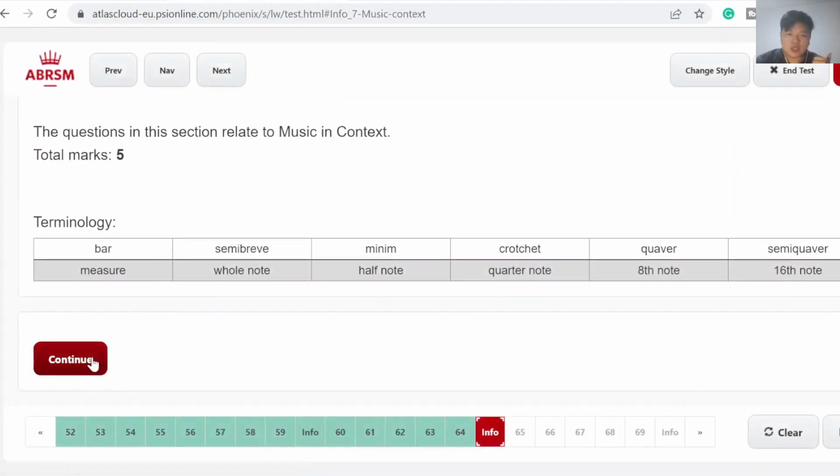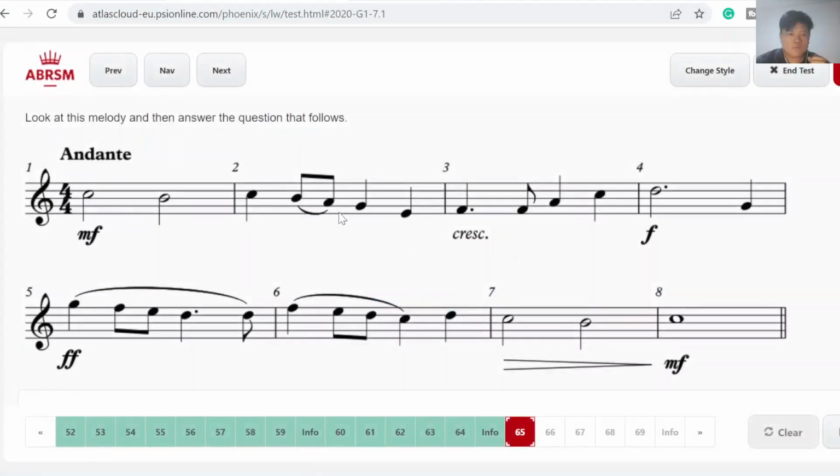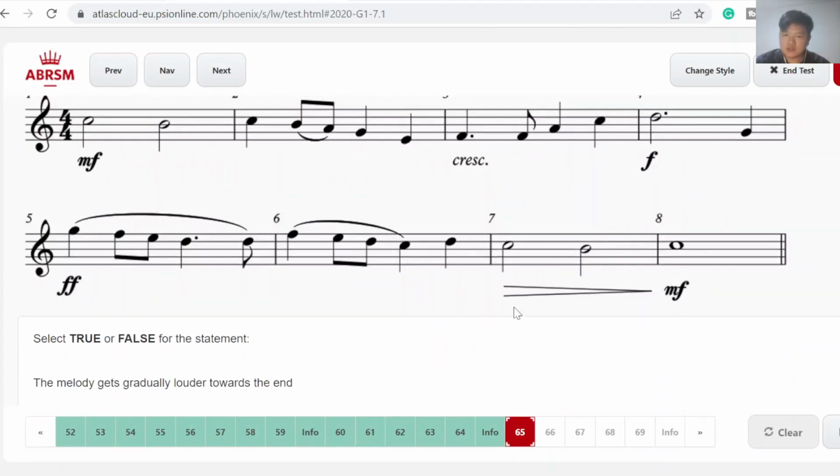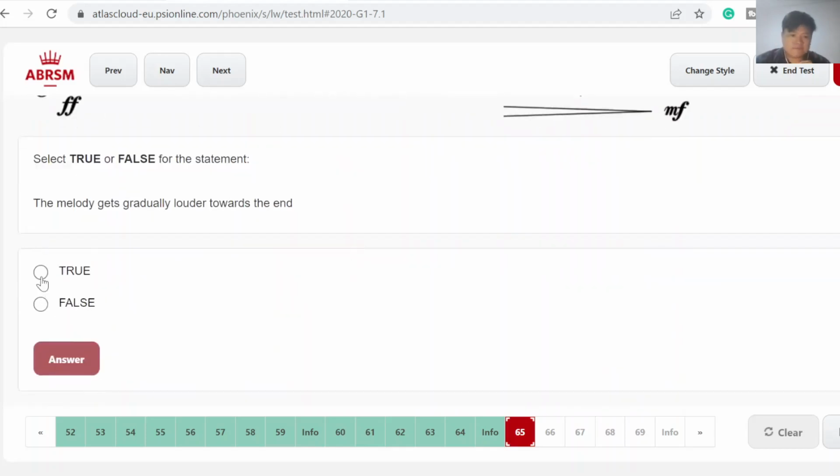So now we have this one. Look at the melody to answer the question here. Does the melody get louder to the end, yes or no? But you look at this sign here, it should be loud to soft, right? It should be getting softer. So it's false.